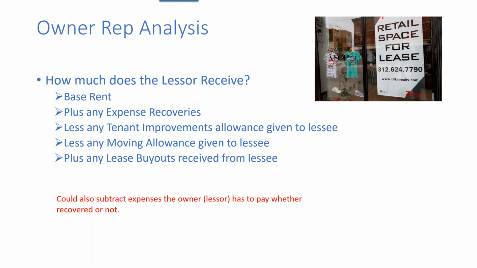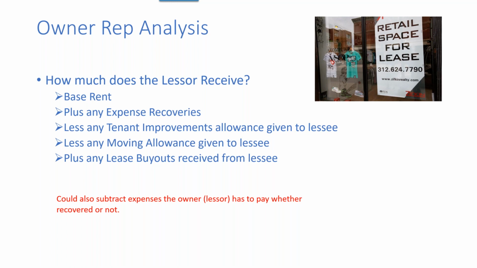So for an owner rep analysis, now we're looking at it from the point of view of the lessor, the owner of the property that's going to collect the rent. So what we're going to look at there, we'll see a couple examples here in a minute, but what kind of base rent would you collect? In addition to base rent, there's oftentimes some expense recoveries. And we're not now talking about the expenses that you actually have to pay, but the way you can collect additional rent from the tenant based on expenses having gone up above a certain amount.